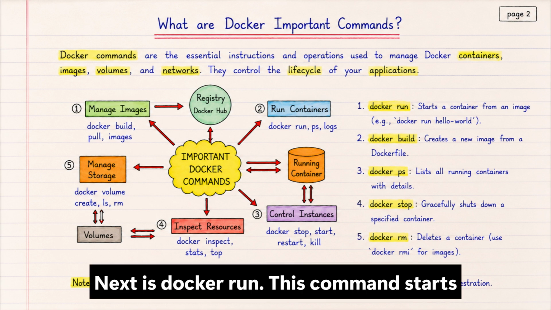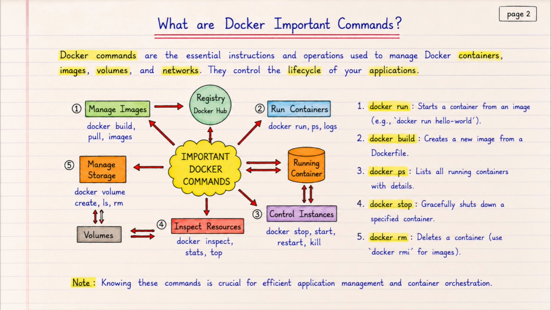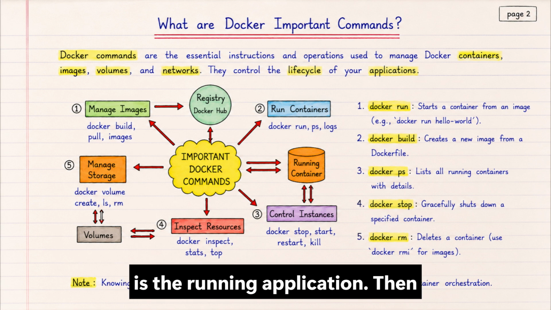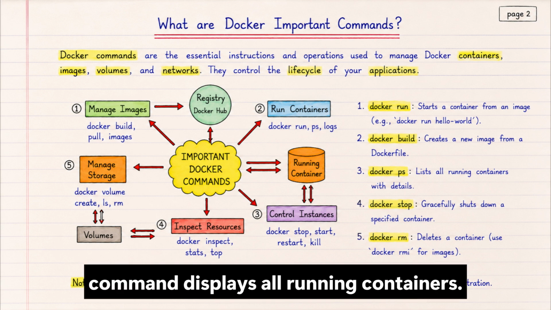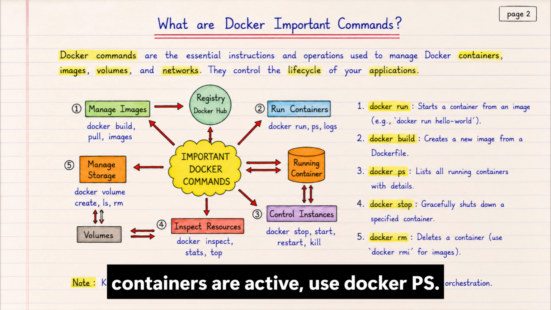Next is Docker run. This command starts a container from an image. Image is the blueprint. Container is the running application. Then we have Docker PS. This command displays all running containers. Whenever you want to check which containers are active, use Docker PS.